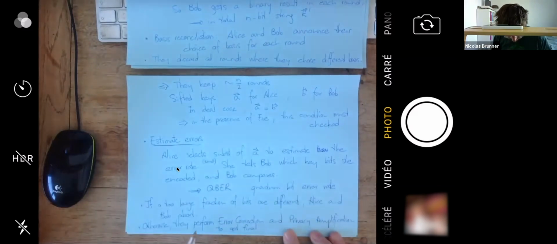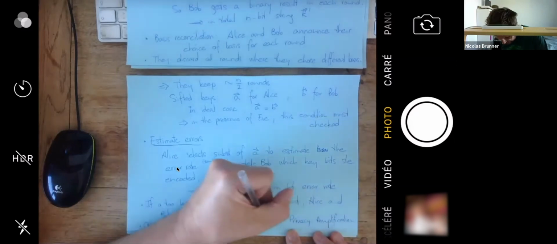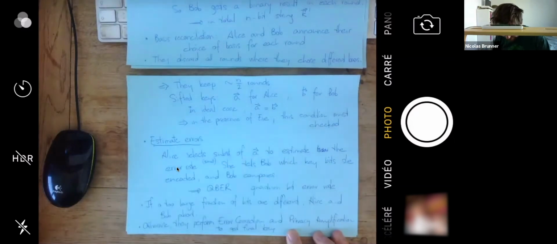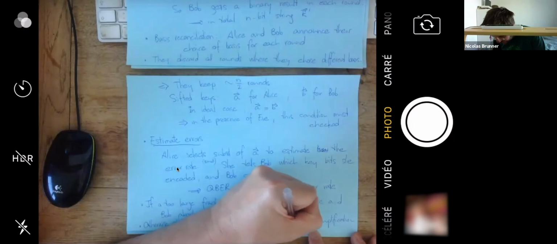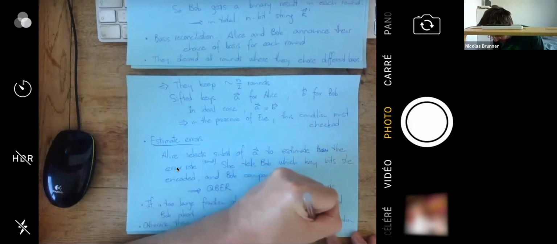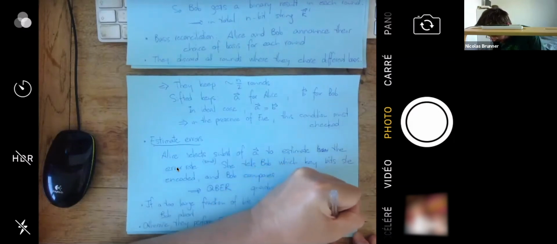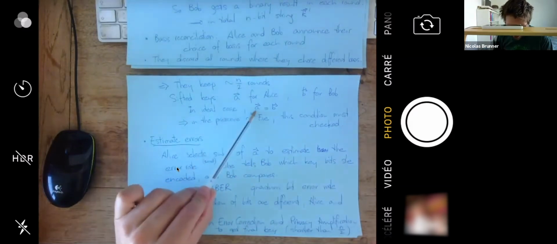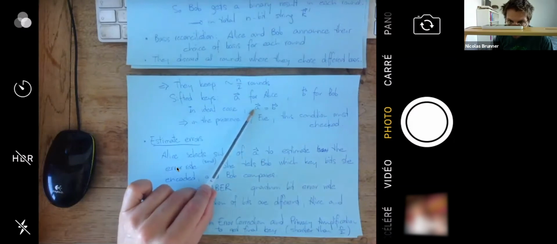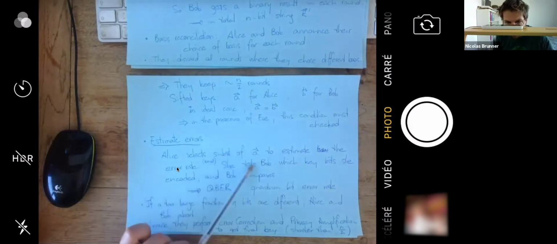So they perform these two final steps of error correction and privacy amplification to get the final key. The final key is the one that you will use in one-time pad, and this key is typically much shorter than n/2. n/2 is the size of the sifted keys, but remember, from the sifted keys, you need to take out a little bit in order to estimate the errors.